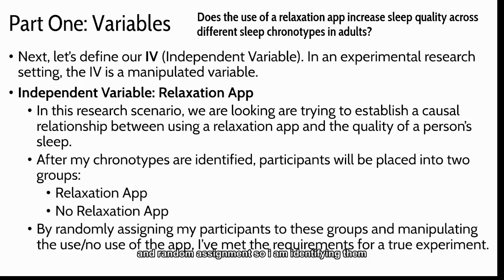So I am identifying them as either morning or evening people. But after I've identified them, I'm going to take my morning people and put one in a group that gets the app and the next one in a group that doesn't. I'm going to keep doing that randomly so that I am meeting that requirement for it to be an experiment.